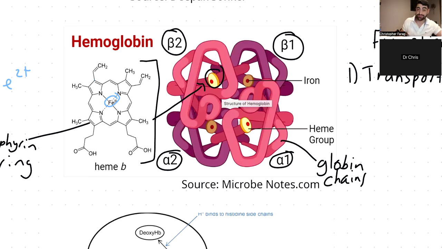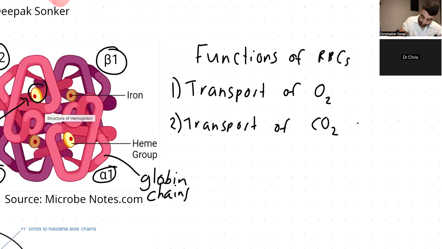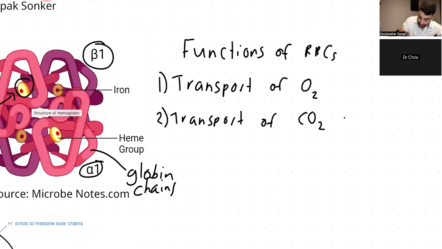All right, that was our first function. Second function is transport of CO2. Now, it kind of does this in two main ways. So just for the sake of notes, I'm going to write via HB for oxygen. Now, for carbon dioxide, there's kind of two main ways. There's a direct way and an indirect way.